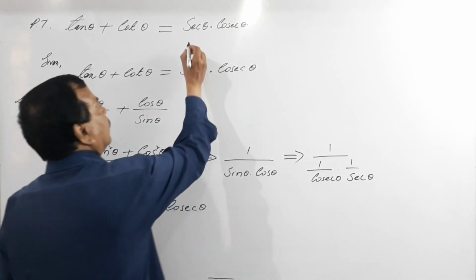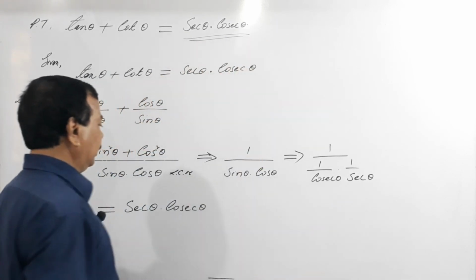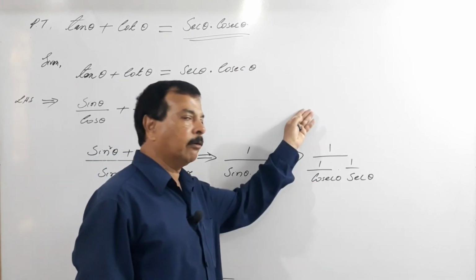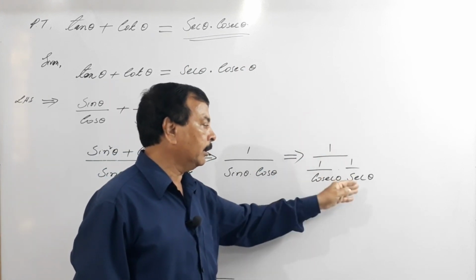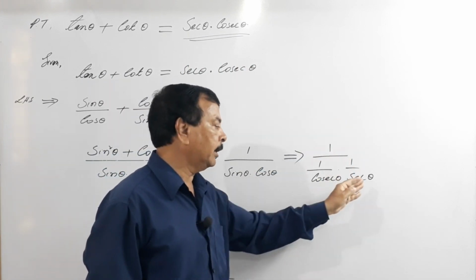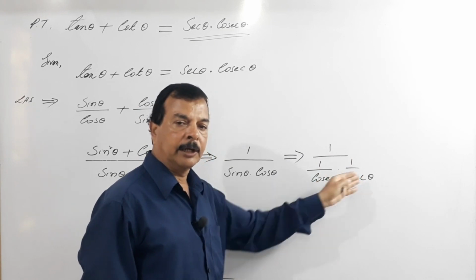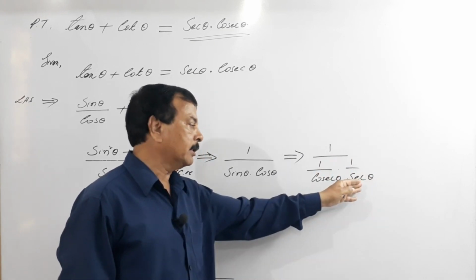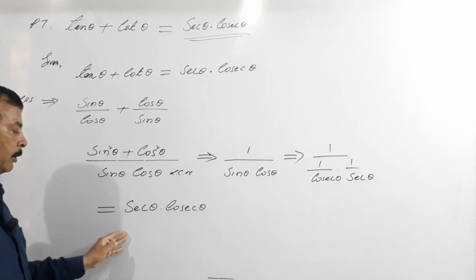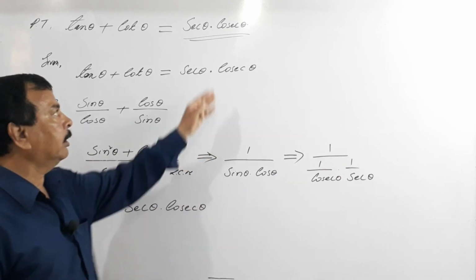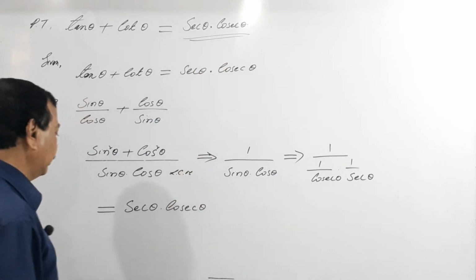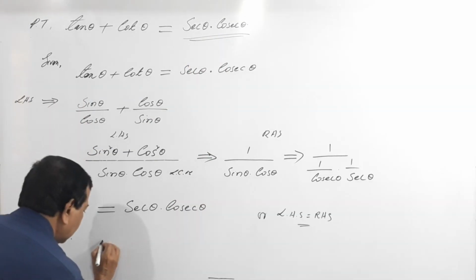So what he wants? Secant theta into cosecant theta, you got it. See, cosecant theta goes up, this other goes to numerator, this other goes to numerator. Cosecant theta into secant theta, that is a into b or b into a, both are same. I have just once again rearranged it. So ये क्या बन गया? Secant theta cosecant theta, which is equal to right hand side. Therefore equals to what?